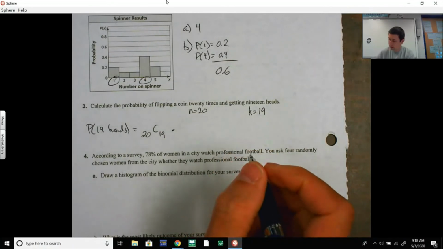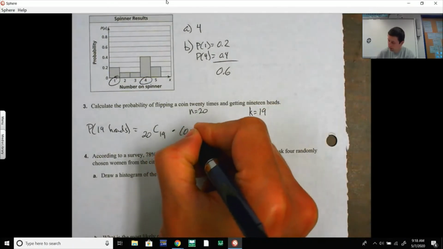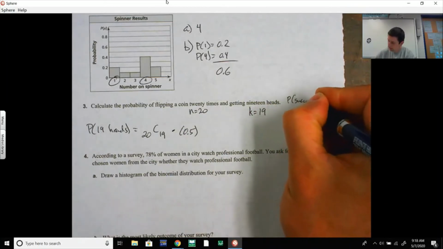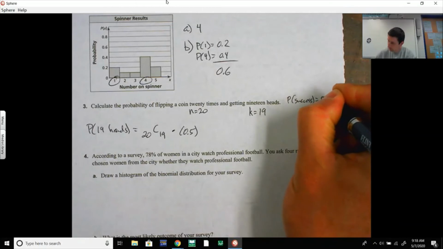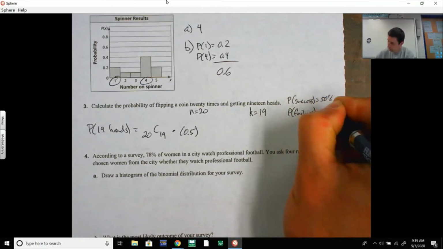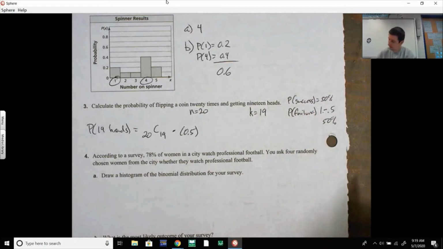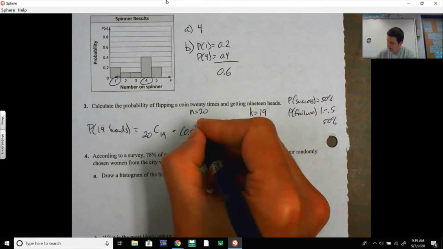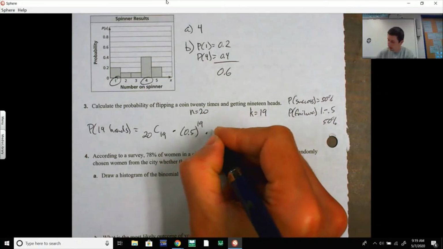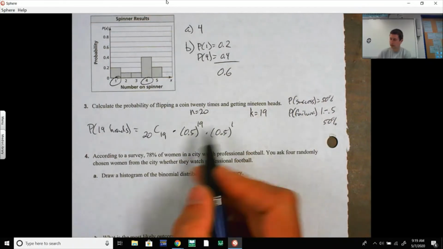Times the probability of success. So the probability of success is 50%. The probability of failure is 1 minus 0.5, which is also 50%. So we want heads 19 times. So the probability of success times how many you want, times the probability of failure times how many you want of those, which would just be 1, because 19 plus 1 gives us the 20.